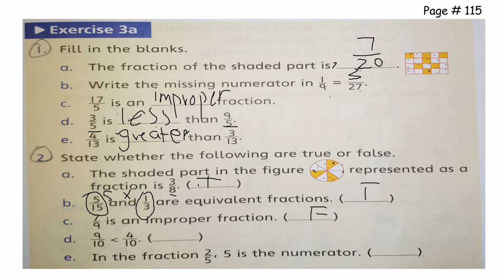9 by 10 is less than 4 by 10. No, it's false. 9 by 10 is greater because these are like fractions. In the fraction 2 by 5, 5 is the numerator. No, it's false. 5 is the denominator.